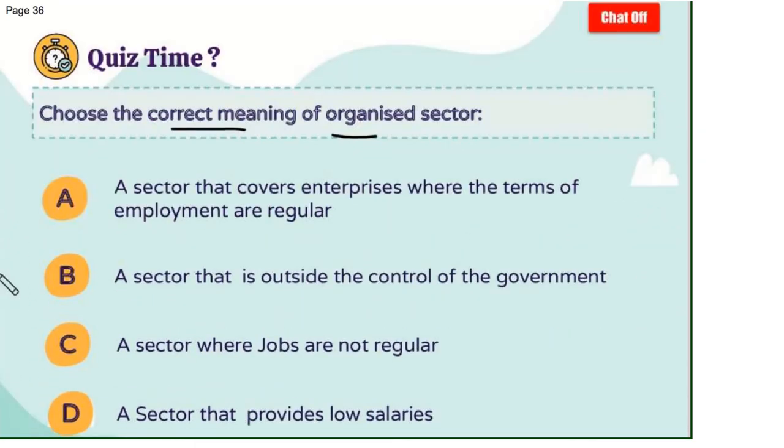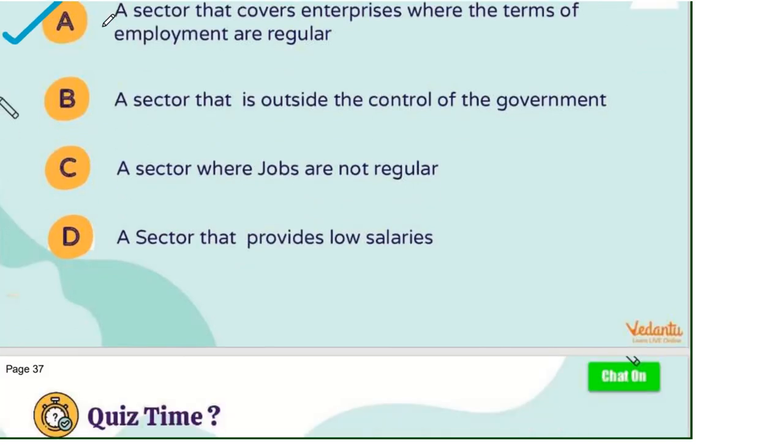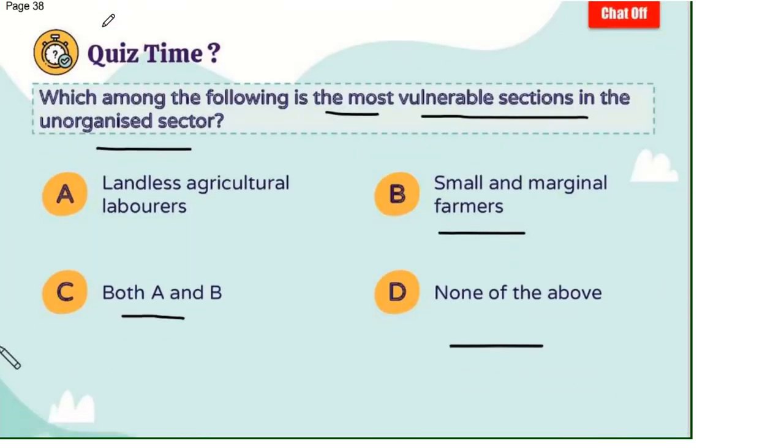Choose the correct meaning of organized sector. Option A, a sector that covers enterprises where terms of employment are regular. Option B, where jobs are outside government control with low salaries. Only option A is correct. Let's check it. Yes, I was right.